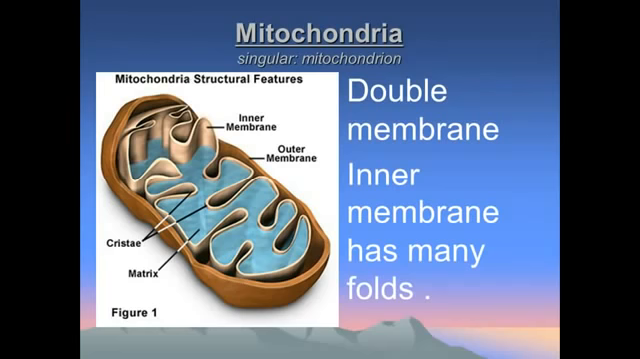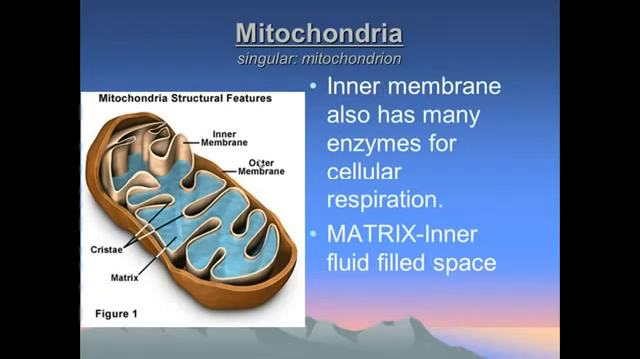Parts of a mitochondria. You see that it also has a double membrane, and the inner membrane has lots of folds. The folds are called the cristae, and the part in between the folds is called the matrix. The reason it has many folds, the more folds it has, the more chemical reactions it will be able to do. The inner membrane also has lots of enzymes in order to complete cellular respiration. And like I said, the matrix is the inner fluid-filled space.